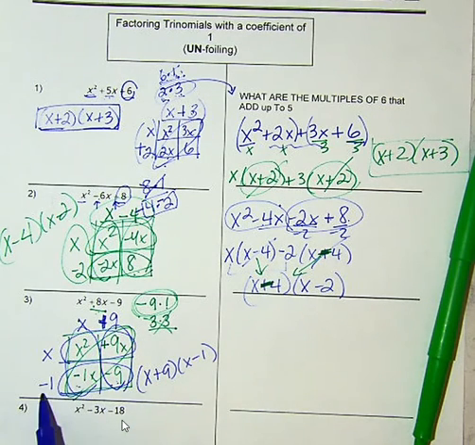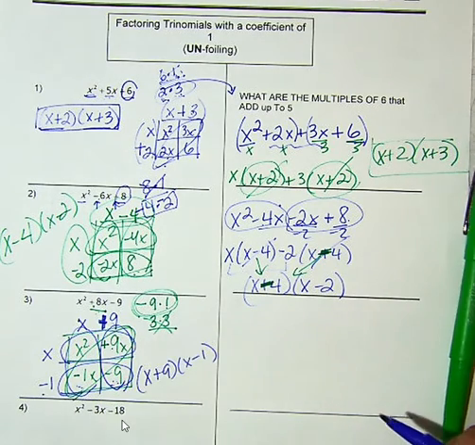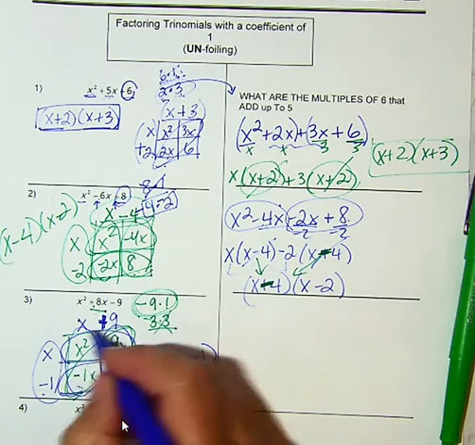If they're both negative, I could take a negative 1 out here. This one has a positive and a negative, so it has to be positive. You can't take a negative out. All right, x minus 1, x plus 9.